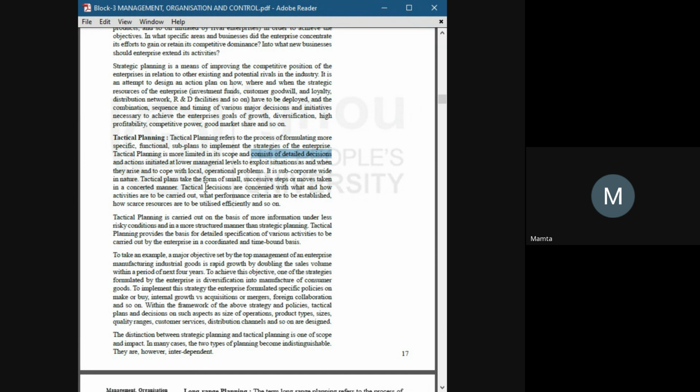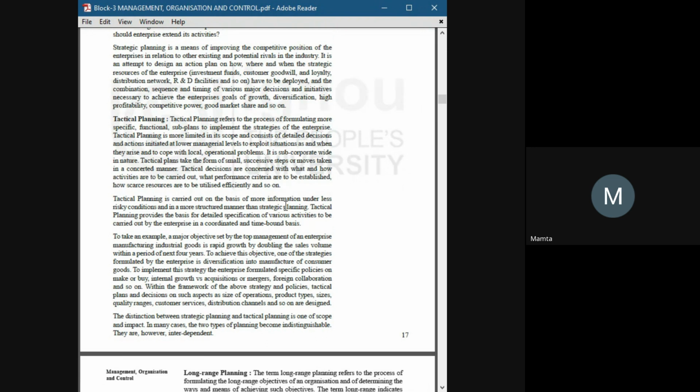So tactical decisions are concerned with what and how activities are to be carried out, what performance criteria are to be established, how scarce resources are to be utilized efficiently, and so on. So that's how much detail we write in a plan in tactical planning. Tactical planning is carried out on the basis of more information, under less risky conditions, and in a more structured manner than strategic planning.